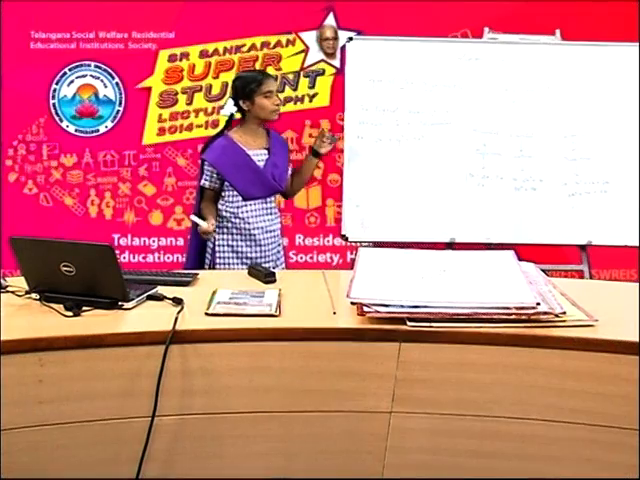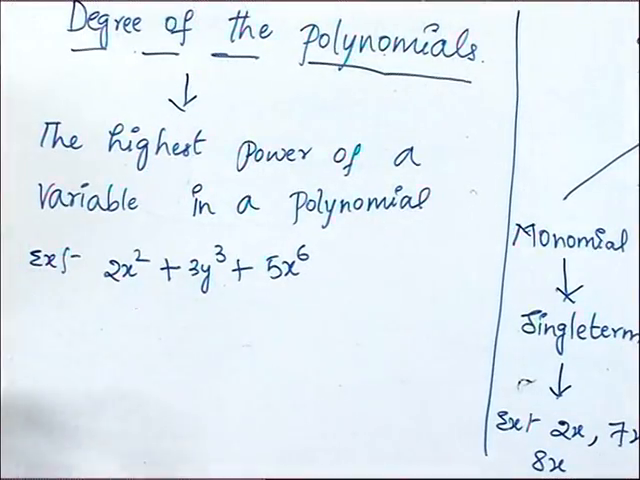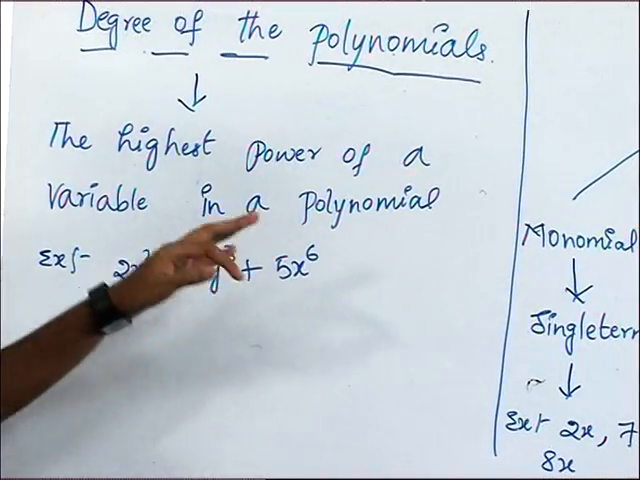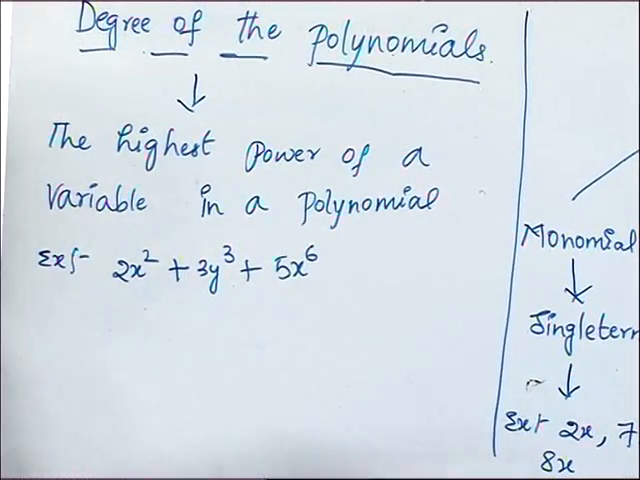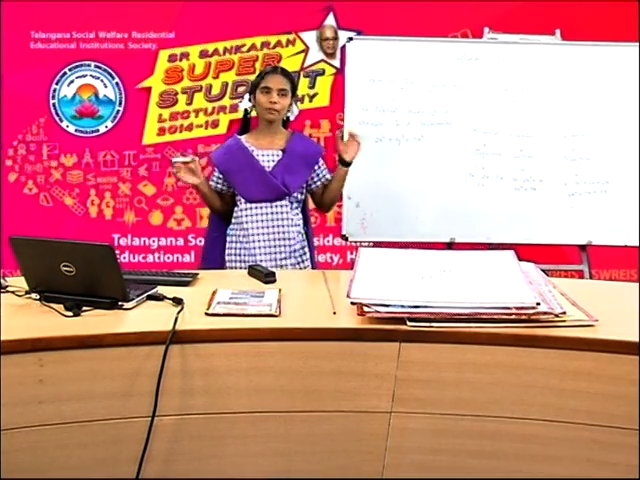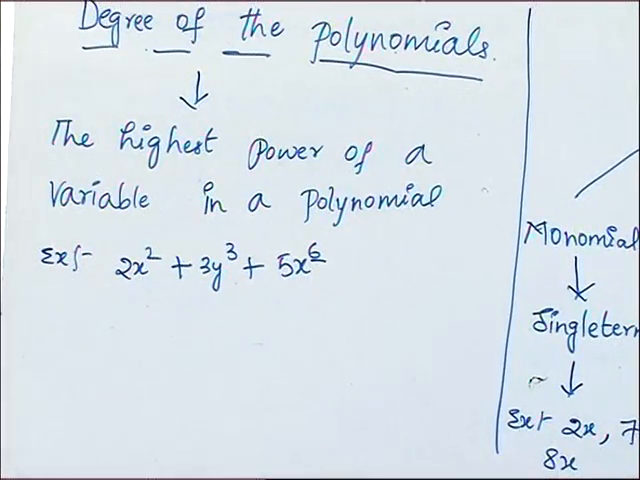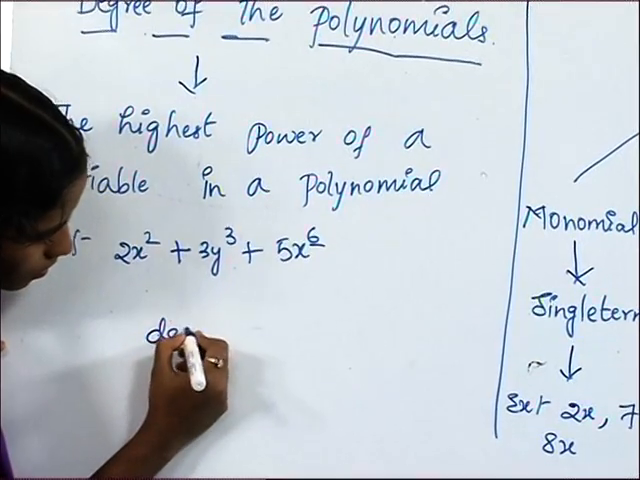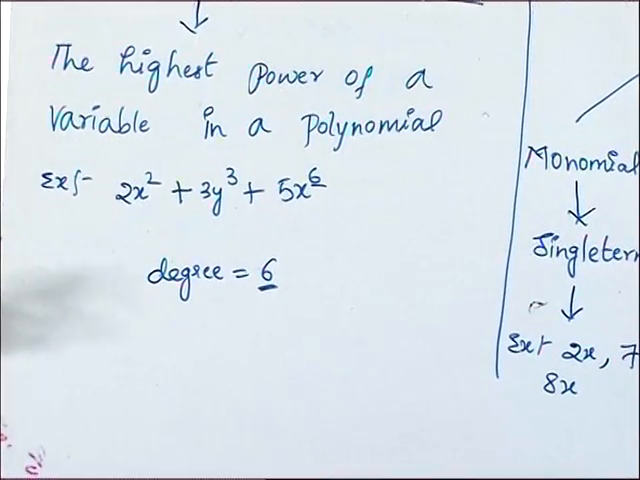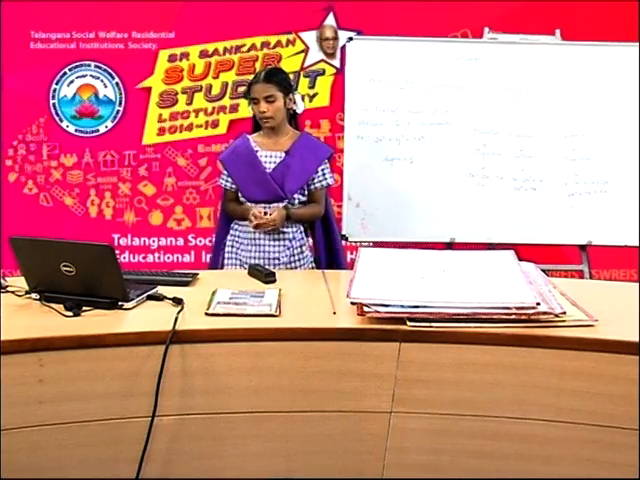Friends, if you observe this polynomial, the first term degree is 2 and second term degree is 3 and third term degree is 6. Among all these degrees, the highest degree is 6. So it is called the degree of polynomial. So here the degree is 6. Now we are going to see this degree of a polynomial in this PowerPoint presentation.